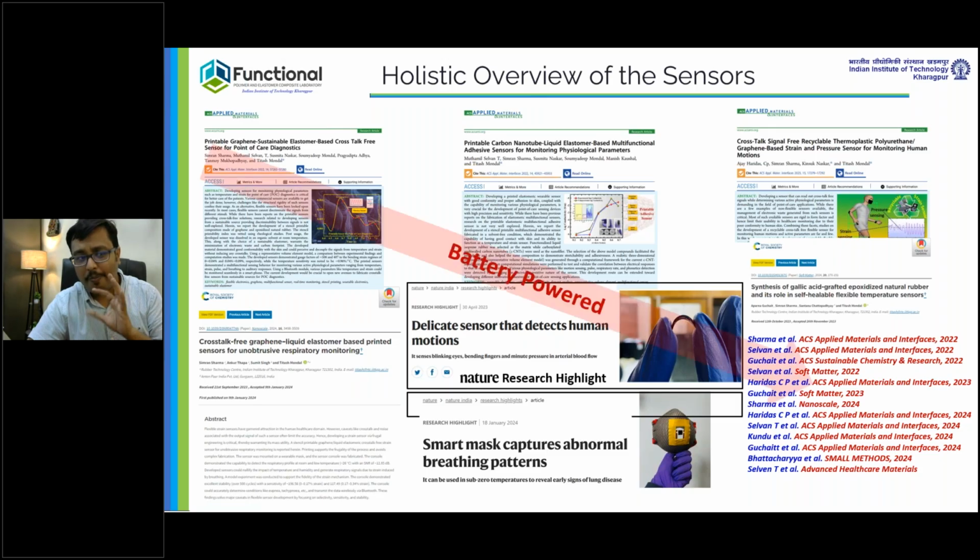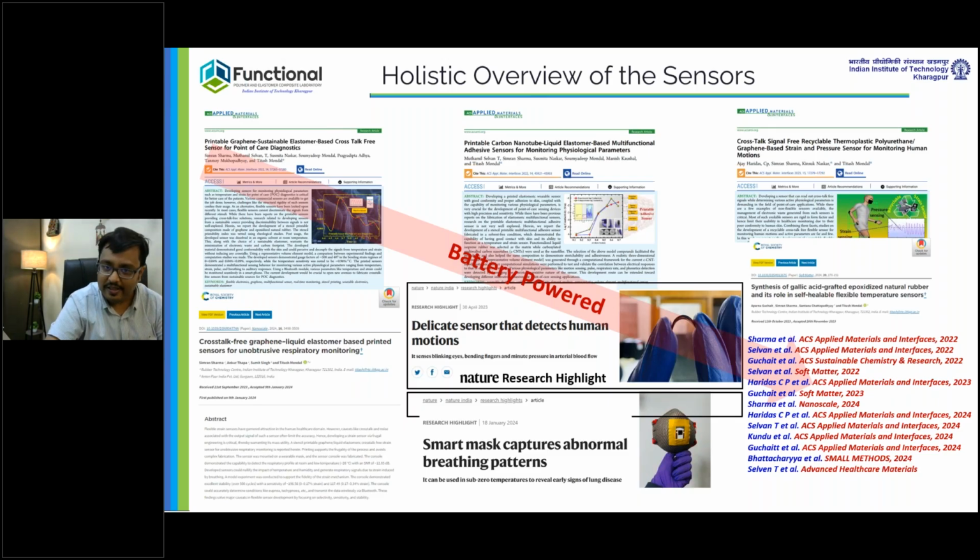But the problem with these sensors is that they are all battery powered. That means to make this sensor work, you need an external battery powered console. Now, incorporation of the battery sometimes becomes very tricky, and it poses formidable challenges in terms of the form factor of the material. So what we decided is, if we can leverage a technology which can help us get rid of the battery, how about that for powering this sensor?